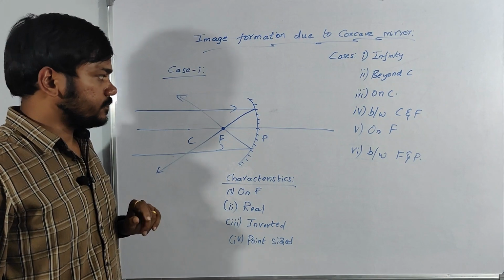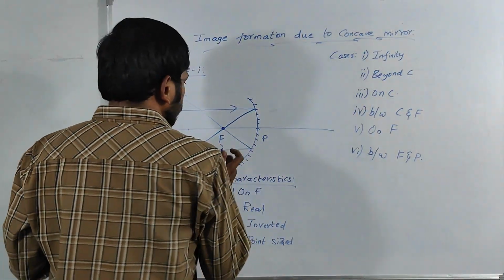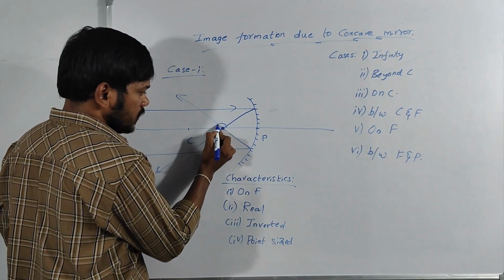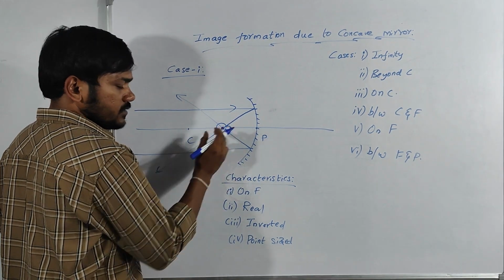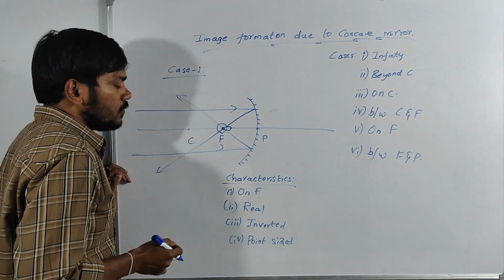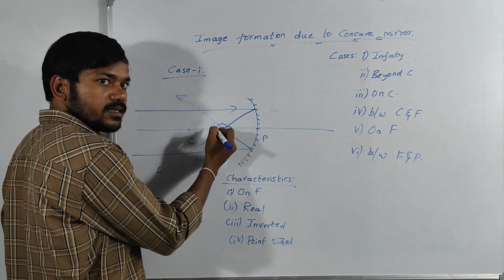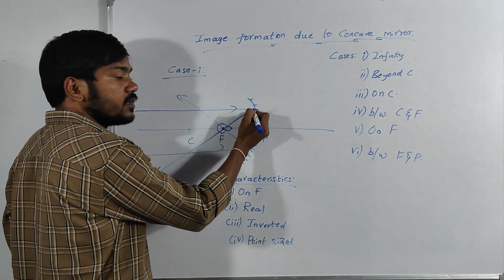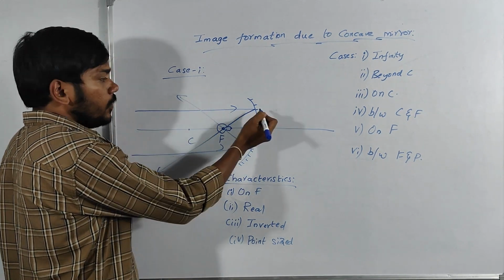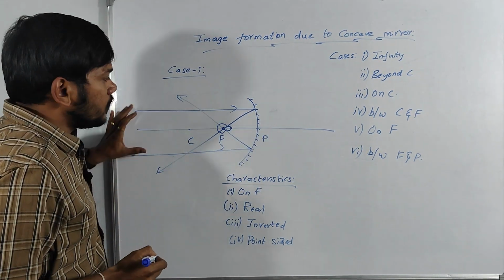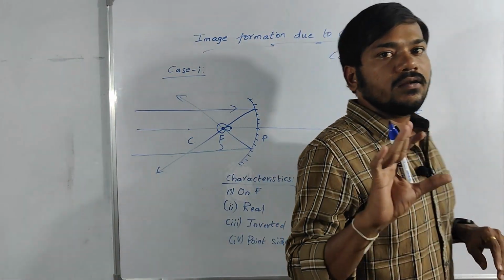Clear with this? No? Now my question is, what if I place a bulb over here? One small electric bulb, and it is given some proper voltage. Now what will happen? When this is kept at focus, the light rays from the focus are incident onto the concave mirror and they are reflected parallel.